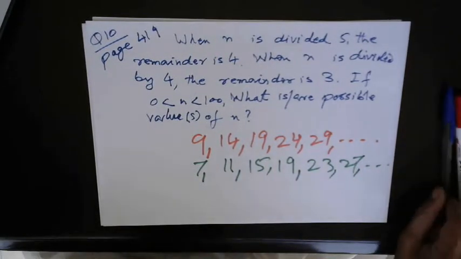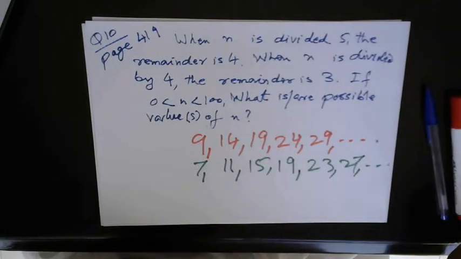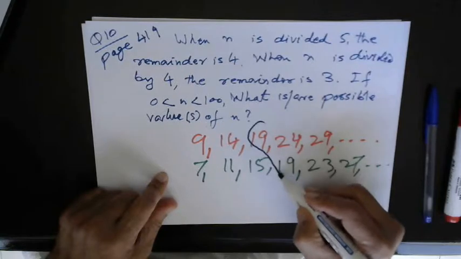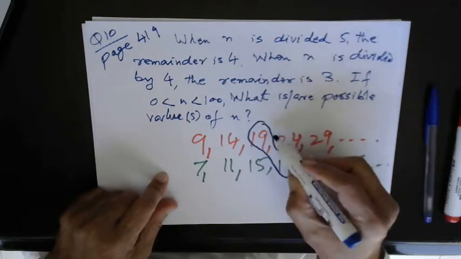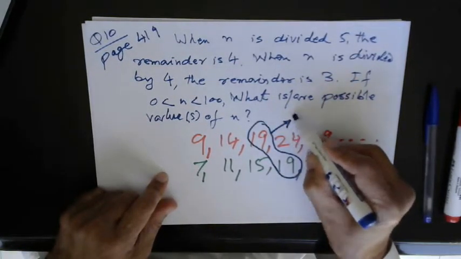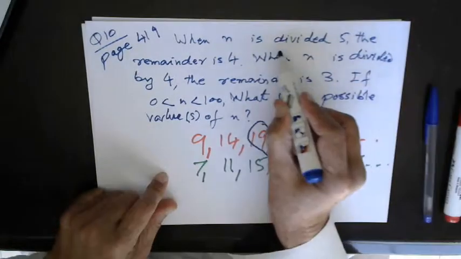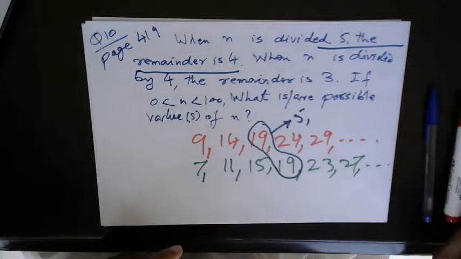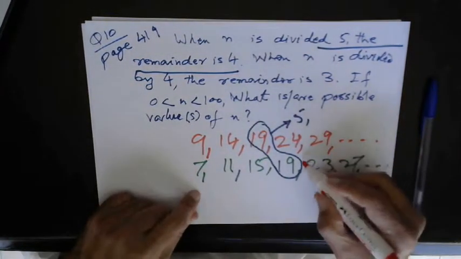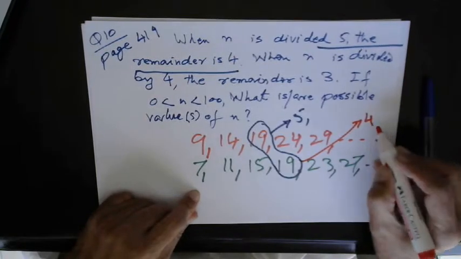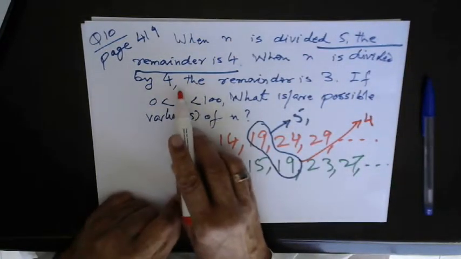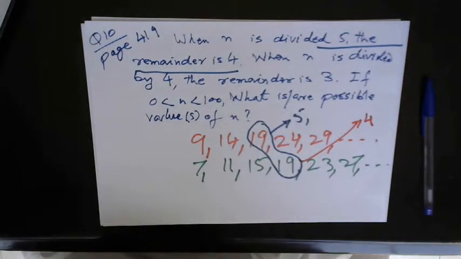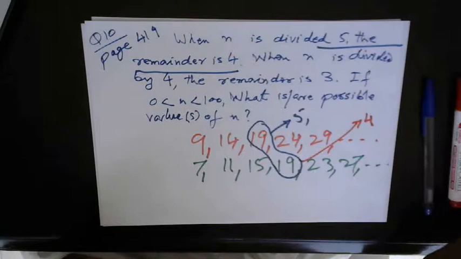So, did you notice that this number 19 is of interest to us? Because when you divide it by 5, the remainder is 4. And if you divide 19 by 4, the remainder is 3. So 19 is of our interest. So this is the answer.